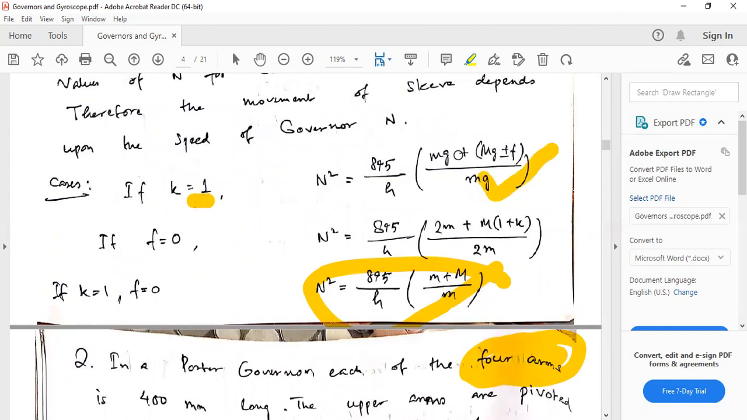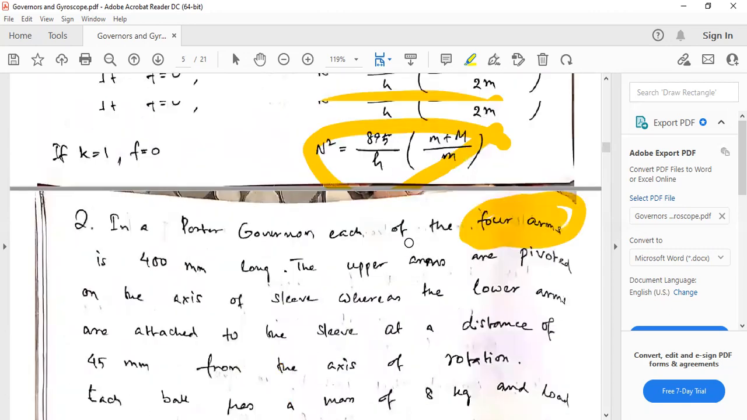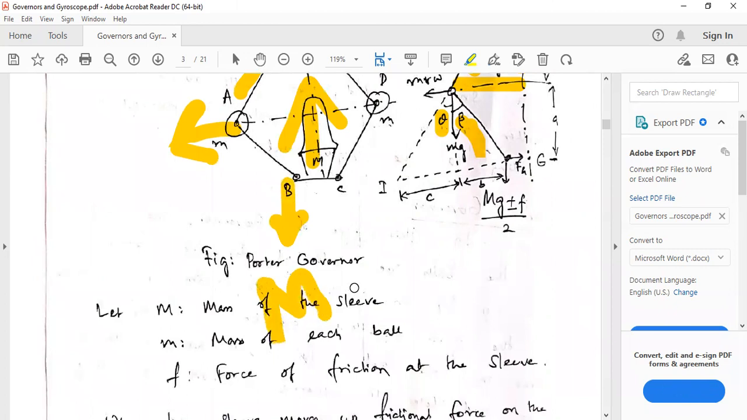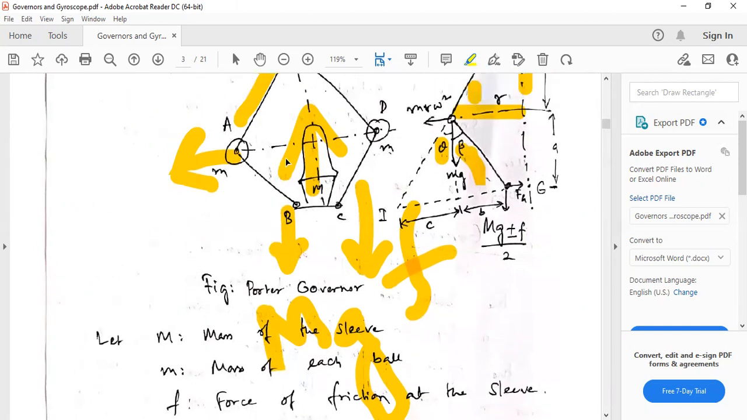Okay. So to use this equation, you have to know when to use plus, when to use minus. That is important. So you can see that in this Porter governor, what happens when the balls move apart? This will go up, right? So when it goes up, see its force Mg, the weight is downwards. When it moves upward, the frictional force is also downward, because frictional force is opposite to the movement. So Mg plus f.